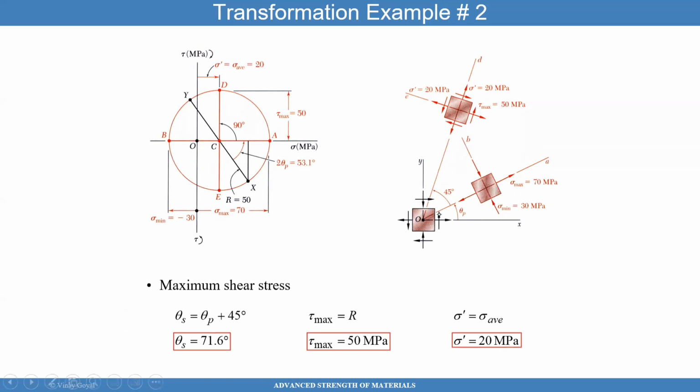If I want to find the max shear stress, we just follow the same procedure as I discussed before, where I told you that tau max is equal to the radius. We discussed that earlier. And the normal stress is going to be equal to the sigma average, as I had discussed before, which is 20. The maximum shear stress will always occur at 45 degrees plus theta p. So always, if I know the principal plane, I add 45, and that's where the maximum shear stress occurs.